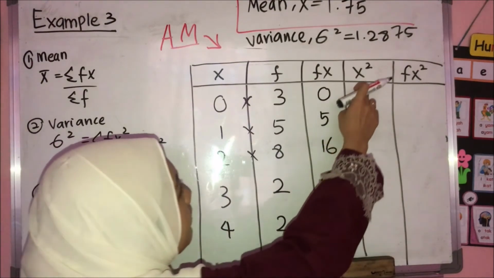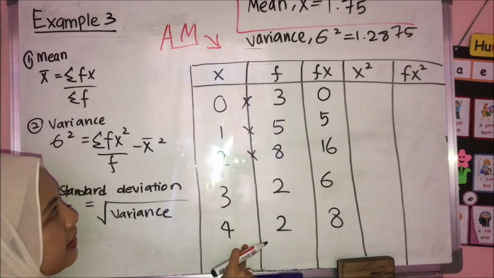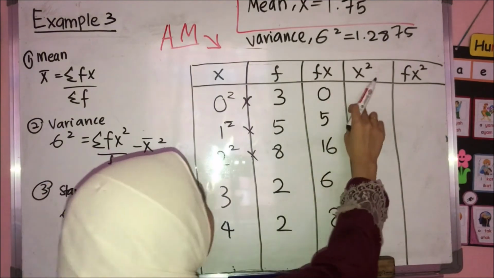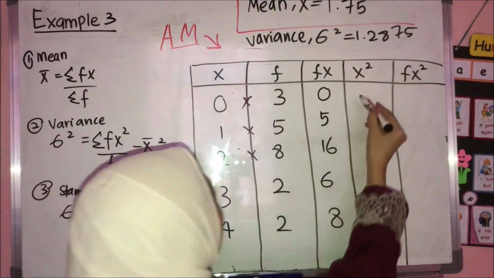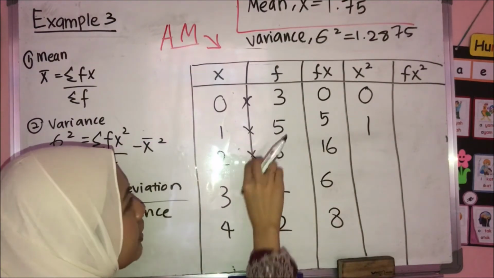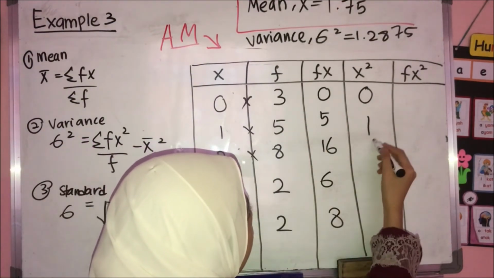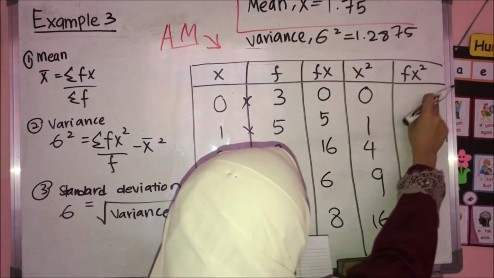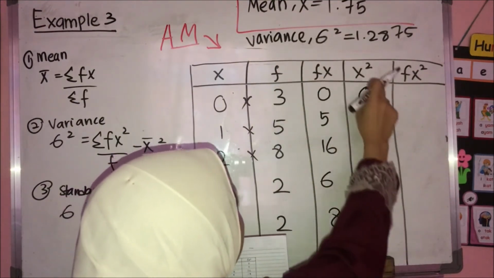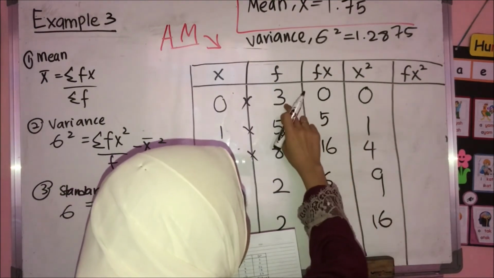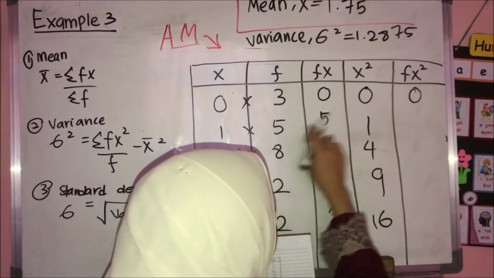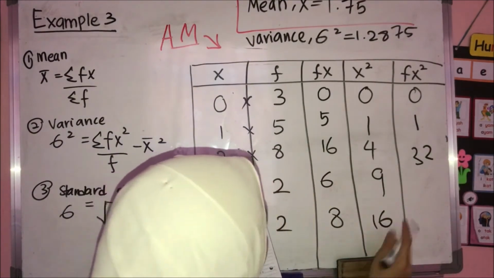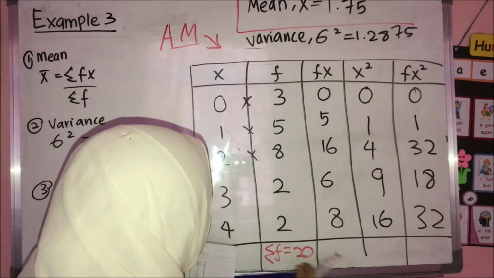So x squared, what is x squared? x squared is the data, you just square it. So we got 0, 1. 1 squared is 1, 2 squared is 4. Next is the column fx squared. f multiplied by x squared. So 3 times 0, 0, 5 times 1, 1, 8 times 4, 32. Okay, the sum of frequency is 20.